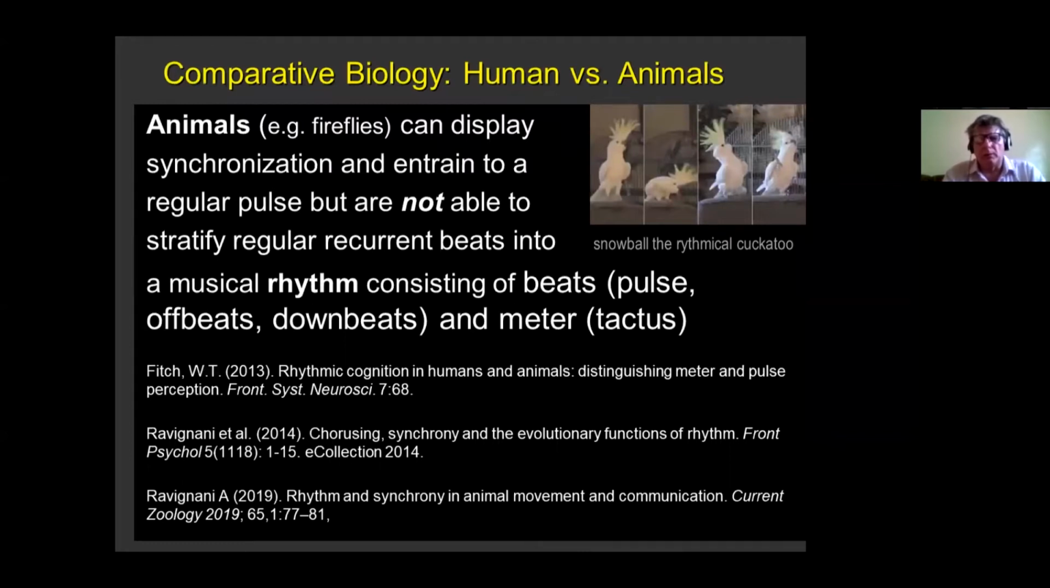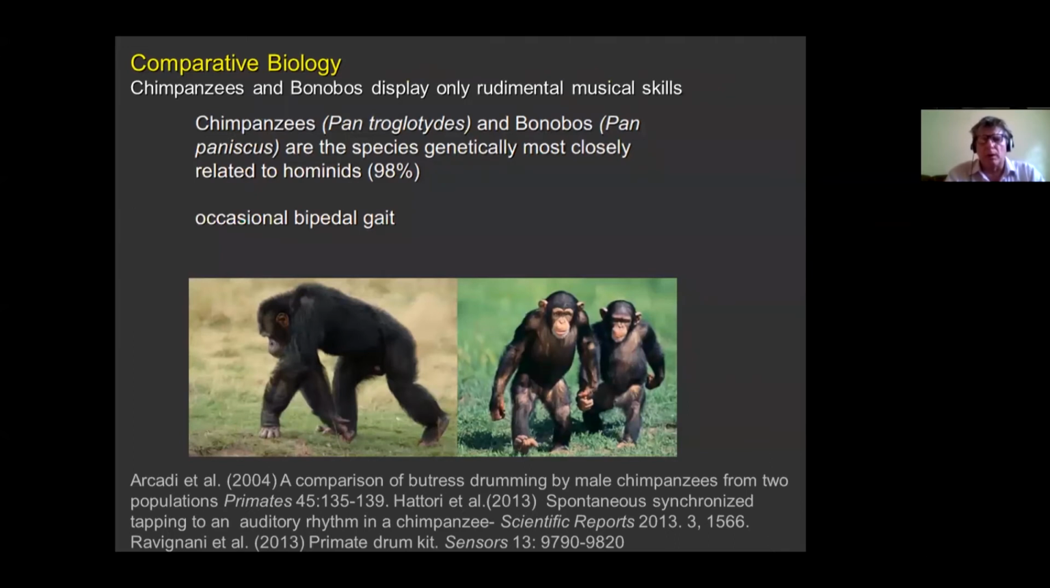So are we the only ones who are musical? We know that quite a number of animals can display synchronization, even fireflies. Here you see the famous Snowball the cockatoo, who moves rhythmically to an external rhythm, but they cannot stratify beats into a musical rhythm. That applies also to our closest genetic relatives, the chimpanzees. On these pictures, I'm showing you a particularity of the difference between us and the chimpanzees: the chimpanzees and the bonobos usually use the so-called knuckle walk, and only very rarely do they go on two feet only.